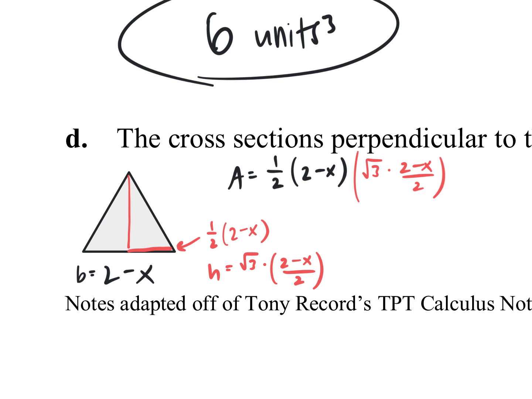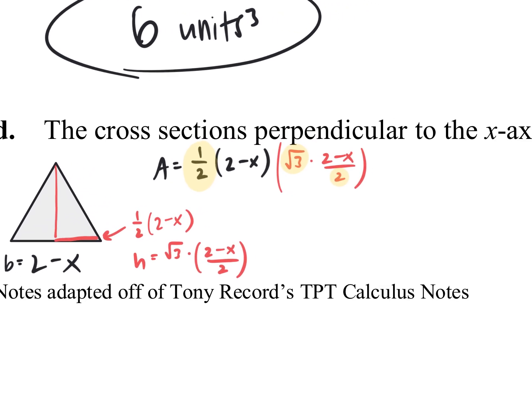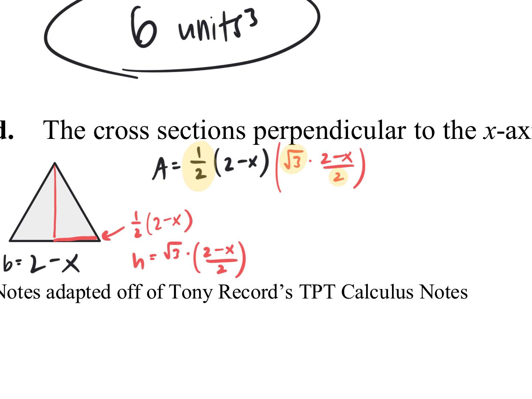Now if I pull out all my constants, I've got 1/2, I've got a square root of 3, and I've got a 2 down there. So what constant can I pull out in front of all of this? Square root of 3 over 4. So this becomes the square root of 3 over 4 of just 2 minus x to the second power.